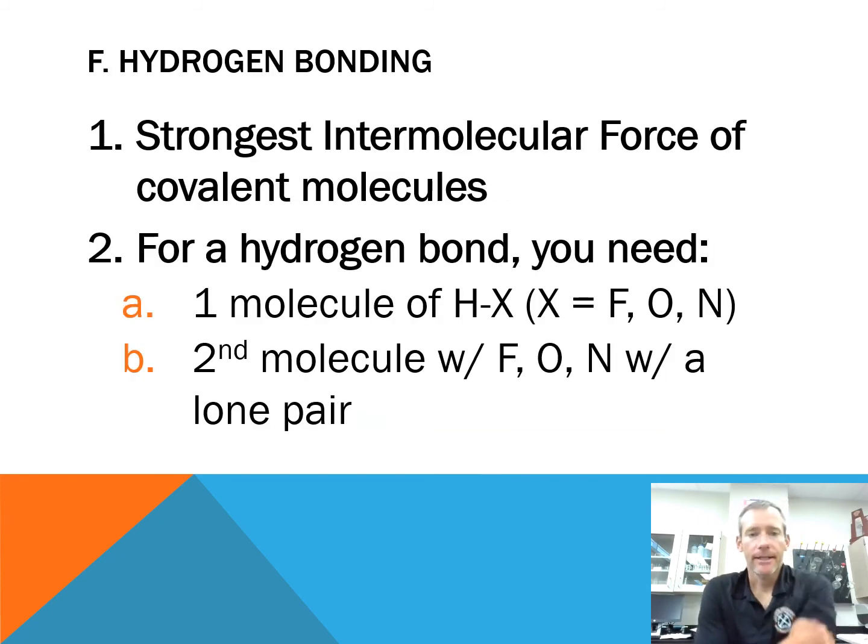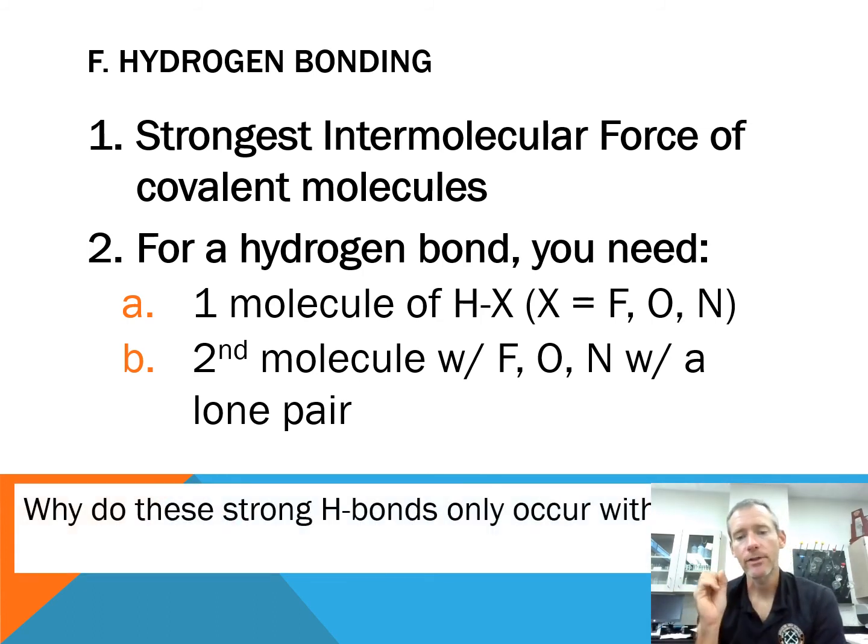All right, hydrogen bonding. So hydrogen bonding is the strongest of the covalent molecules. It's only between H and F, H and O, and H and N. So basically, if it's polar and you have HF or HO or HN, you know it's going to be hydrogen bonding.